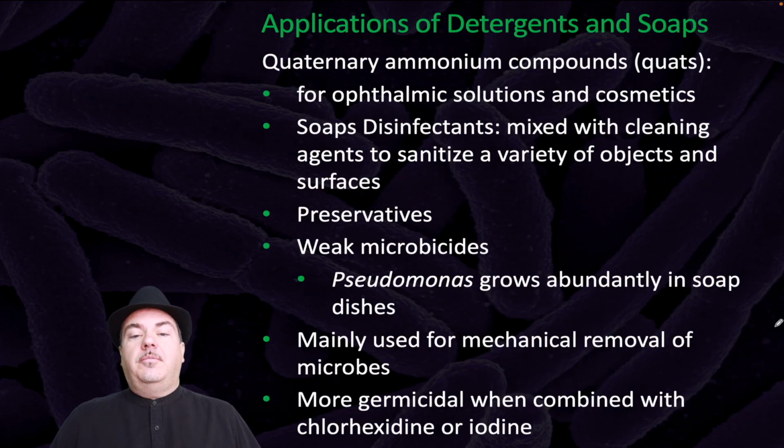Applications of detergents and soaps? Well, we have quaternary ammonium compounds, often called quats. These are used for ophthalmic solutions and cosmetics. They're also used in soap disinfectants, mixed with cleaning agents to sanitize a variety of objects and surfaces. They're in preservatives. However, they're weak microbiocides. For example, pneumonias grow abundantly in soap dishes. They're used mainly for mechanical removal of microbes. For example, scrubbing them away off of your hands. They're more germicidal when combined with chlorhexidine or iodine.